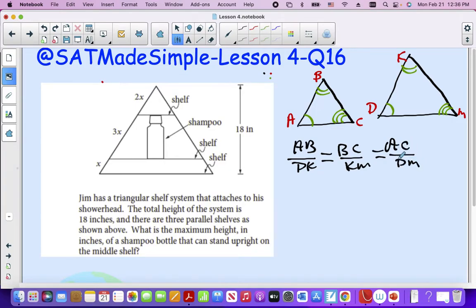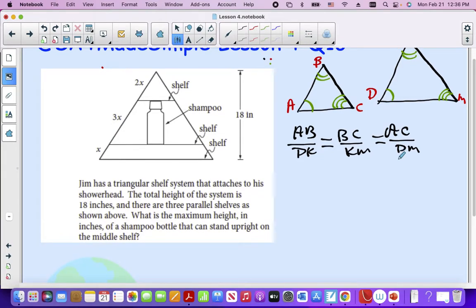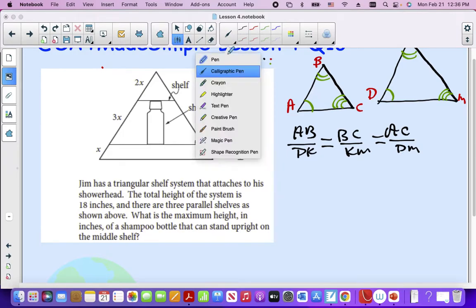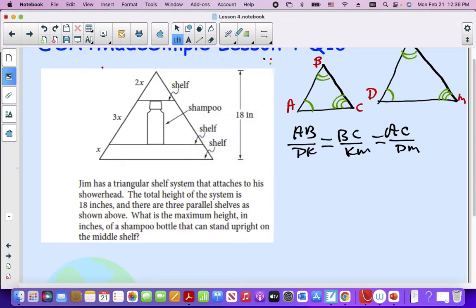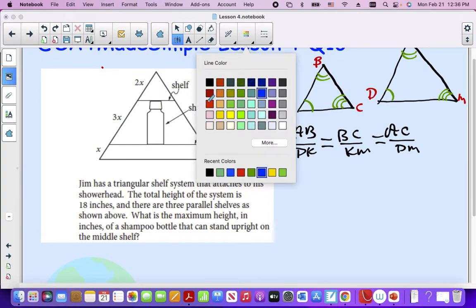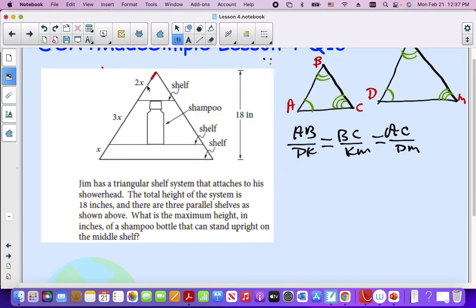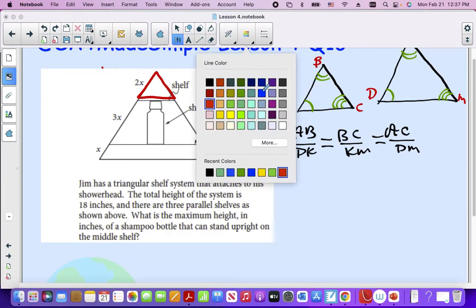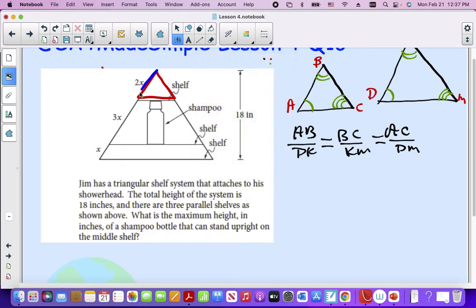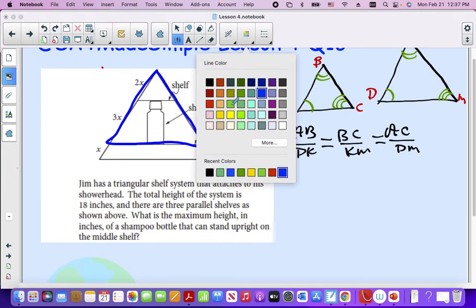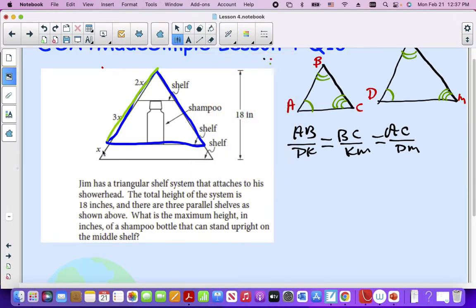By inspecting the question, I can see three triangles. Let me just use the magic pen and highlight them to show you. The first triangle is the small one. Then the second triangle is this middle one. And the third triangle is the big one, which is this triangle. Okay?